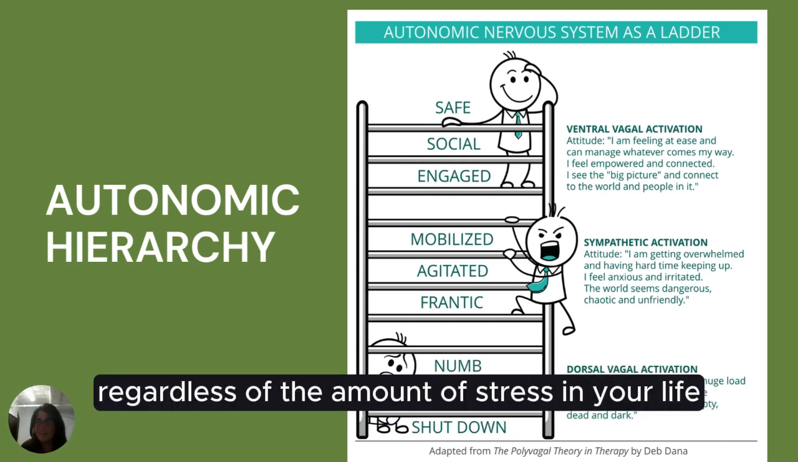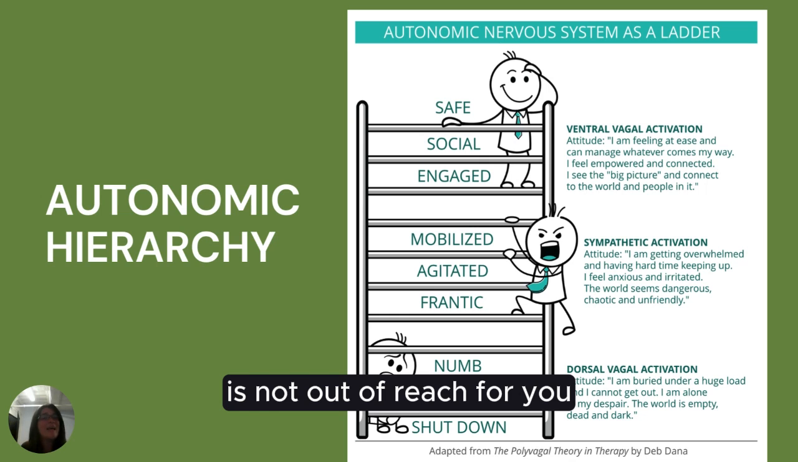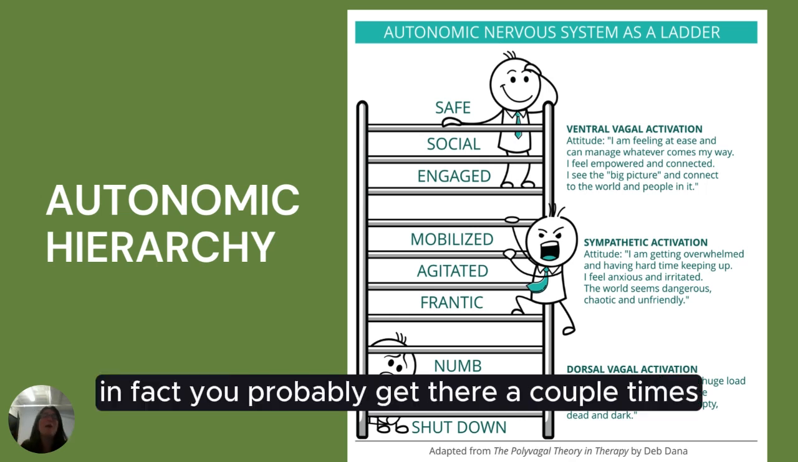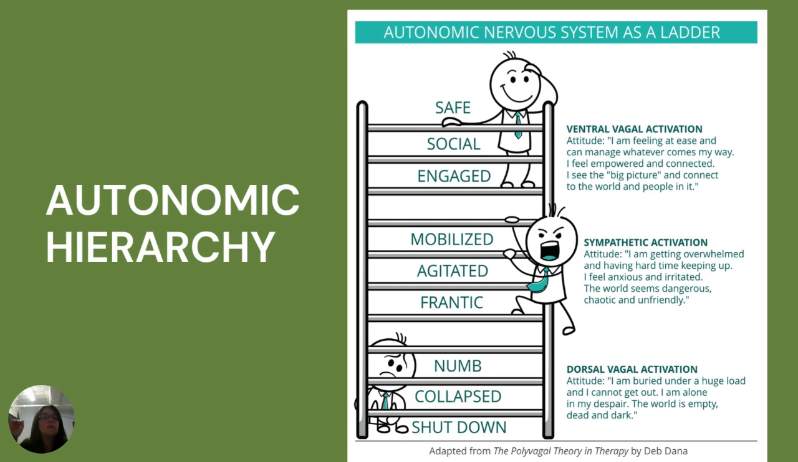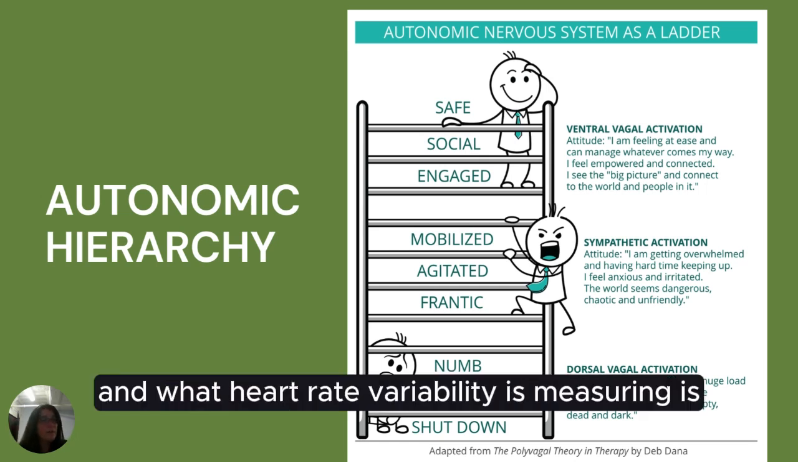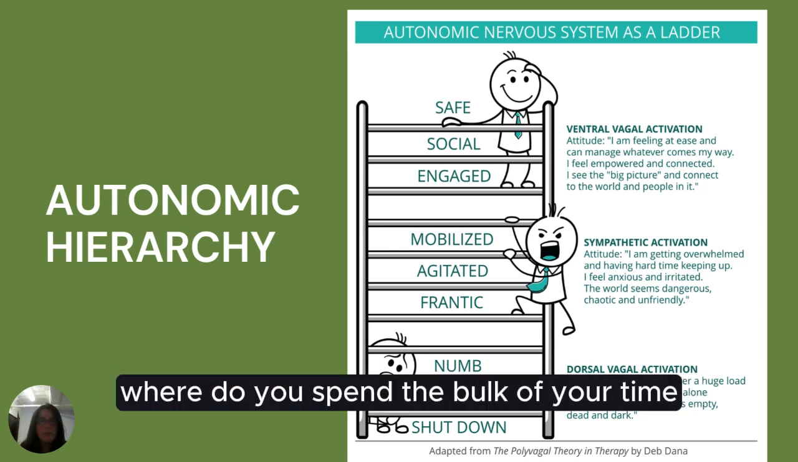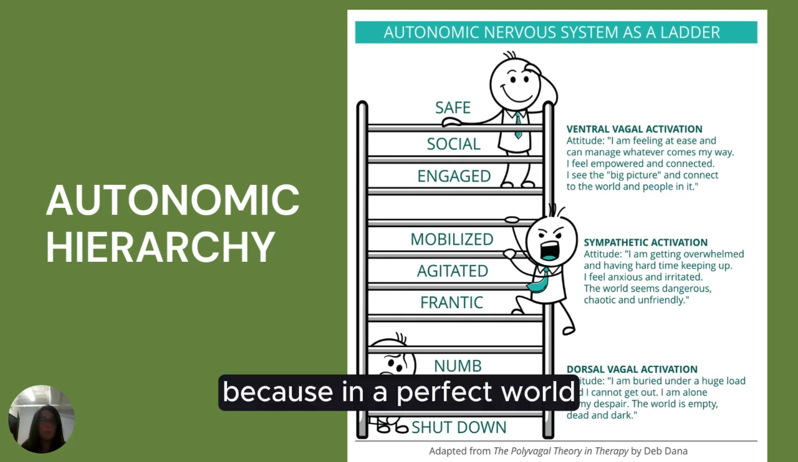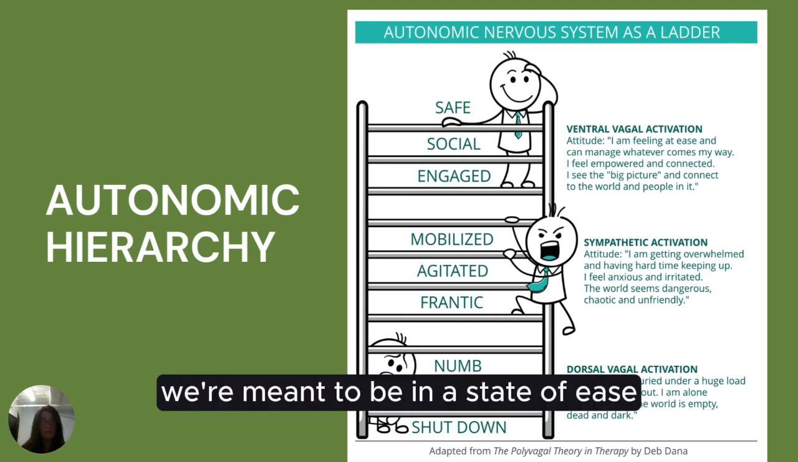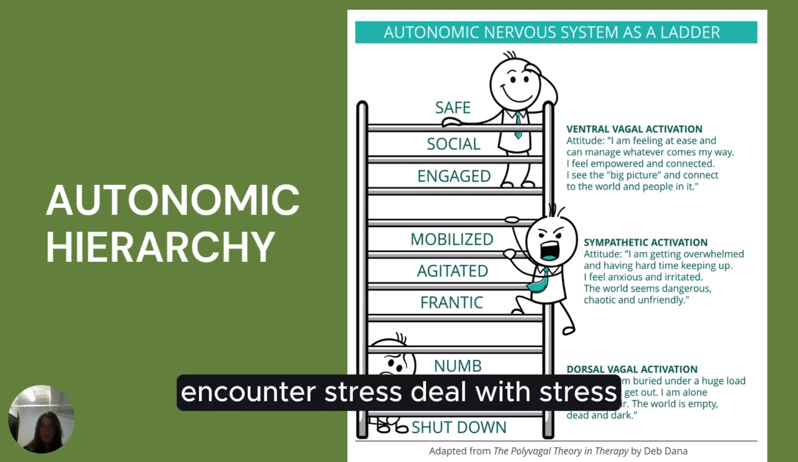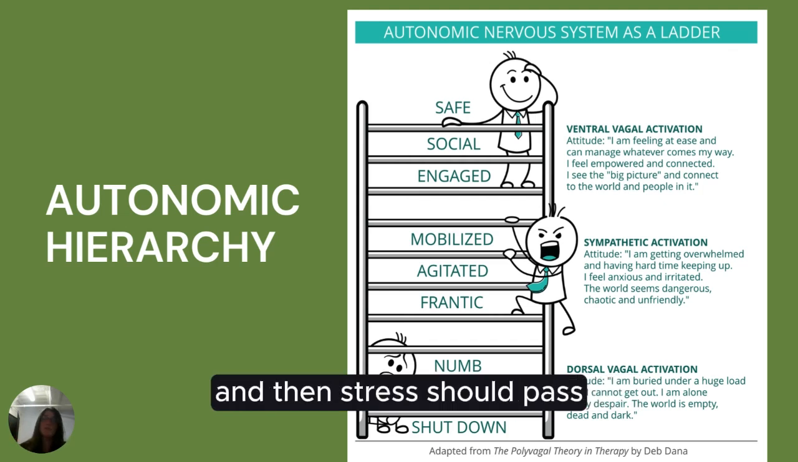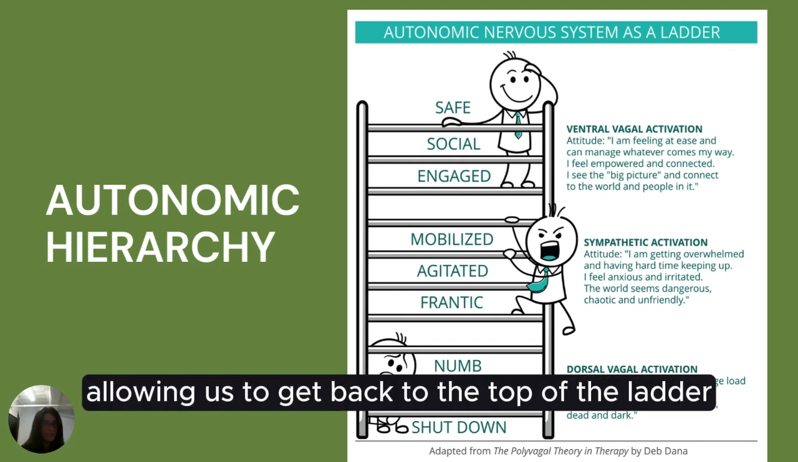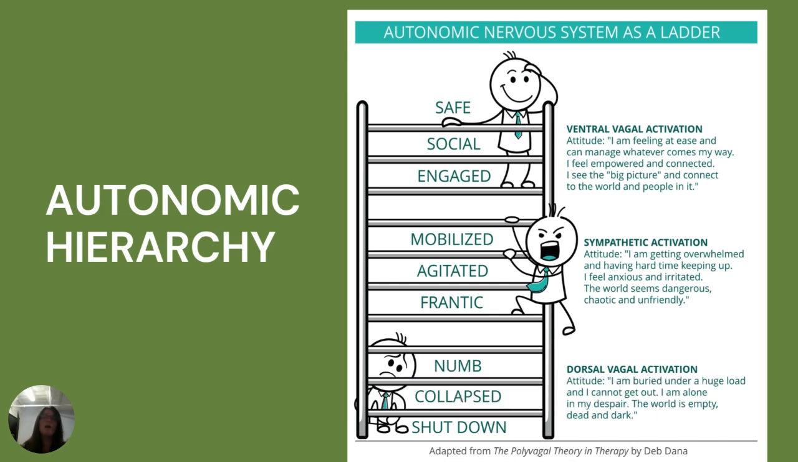So the top, regardless of the amount of stress in your life, is not out of reach for you. In fact, you probably get there a couple times, if not more, throughout the day. The name of the game here and what heart rate variability is measuring is where do you spend the bulk of your time? Because in a perfect world, we're meant to be in a state of ease, encounter stress, deal with stress, and then stress should pass, allowing us to get back to the top of the ladder.